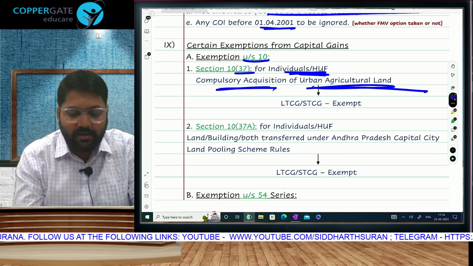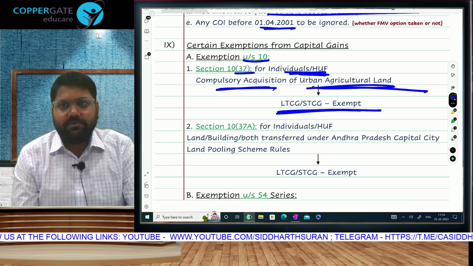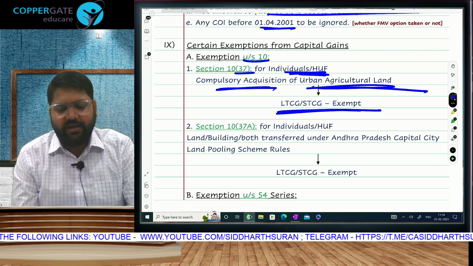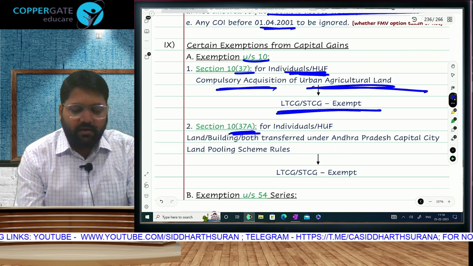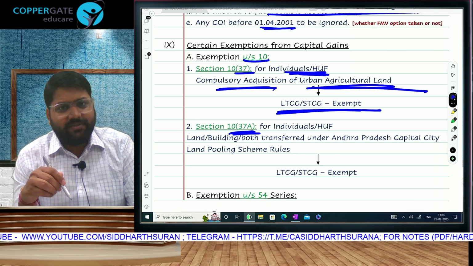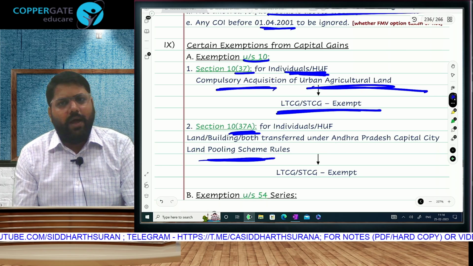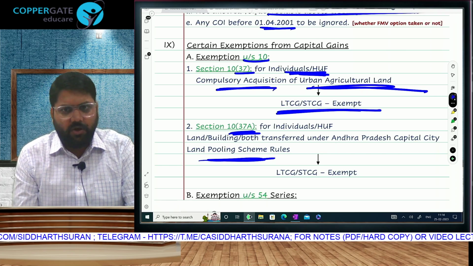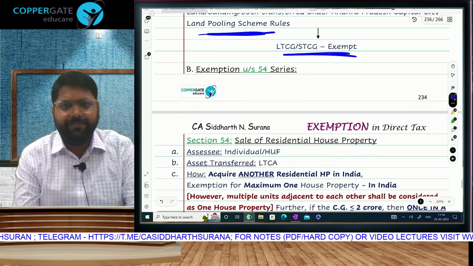So there is capital gain, but it will be exempt. Whether long term or short term, it will be exempt. So compulsory acquisition of urban agricultural land is going to be exempt. And 10(37A), at the time of redrawing of Andhra Pradesh and Telangana borders, at the time of that scheme, whoever was owner of land in the border areas, they have surrendered that land. So long term and short term both capital gains will be exempt.